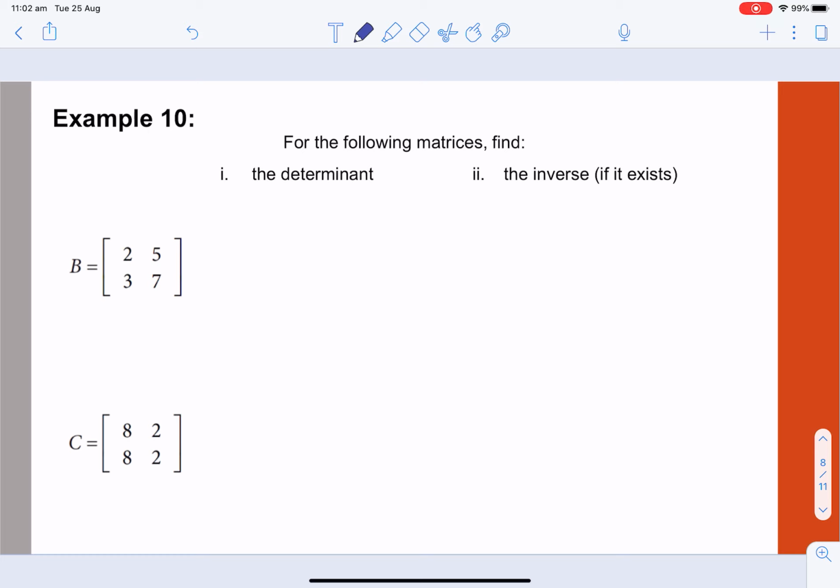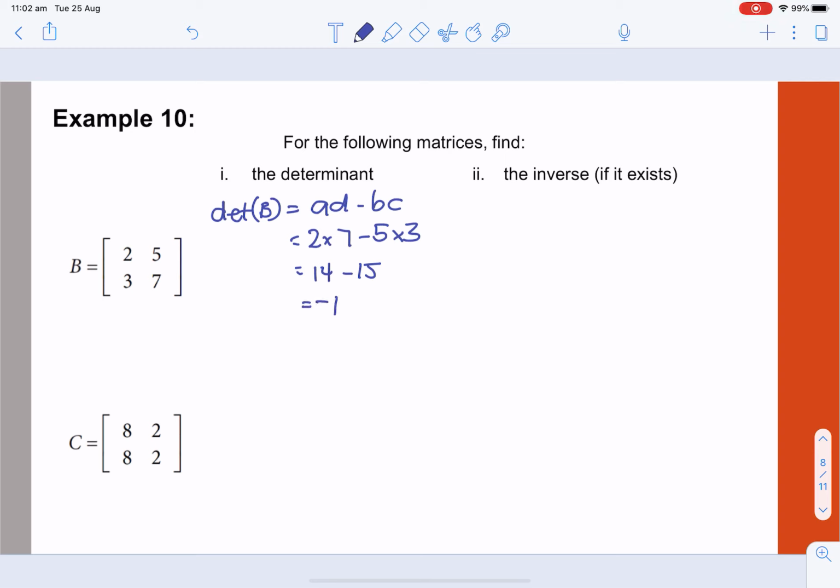Still continuing with example 10. Again, finding the determinant and the inverse if it exists. So my matrix for B is 2, 5, 3, 7. Determinant of B is equal to AD minus BC. My A is 2, my D is 7. My B is 5 and my C is 3. 14 minus 15 gives us negative 1. That's a really easy determinant to deal with.